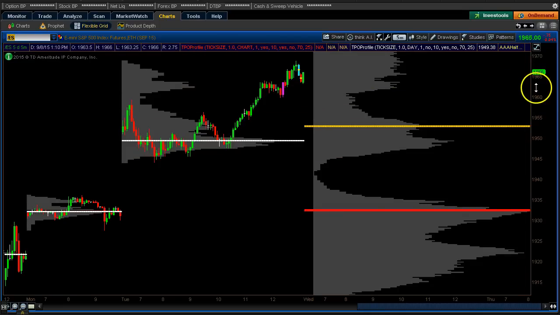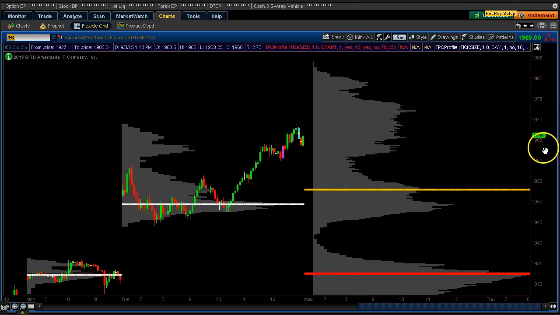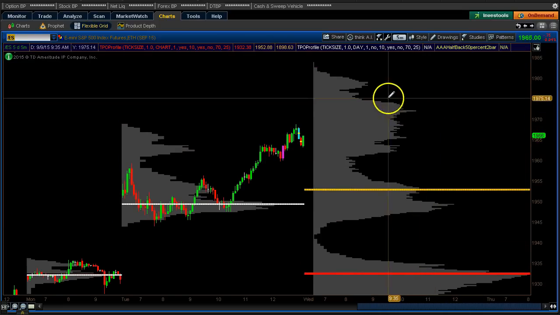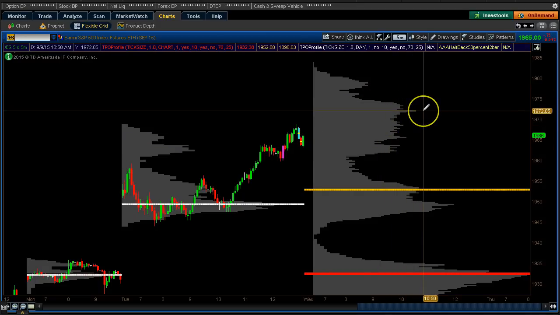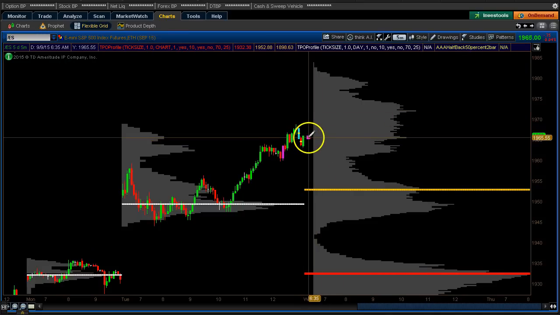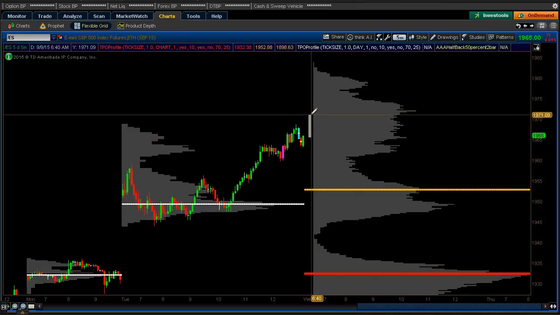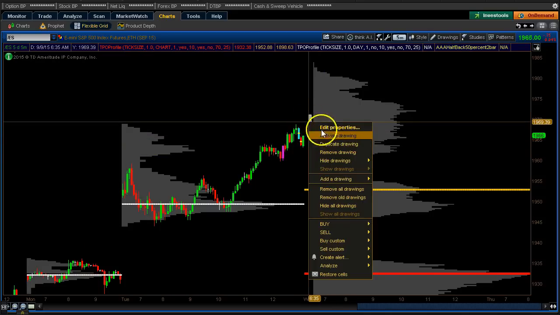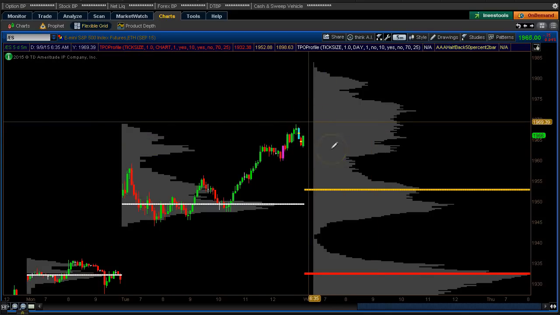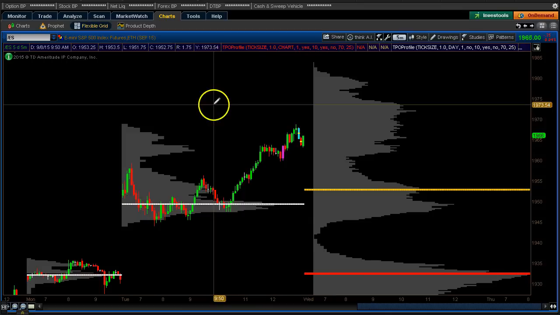Okay, one of the levels that I'm actually going to be watching for is this high volume node, right? See how it's the highest piece, right? The highest volume node right here. So I'd be looking for a short trade around 1972 because if price rallies up here, chances are we're going to reverse and come right back down because everybody else in the algorithms are looking at the same exact thing.